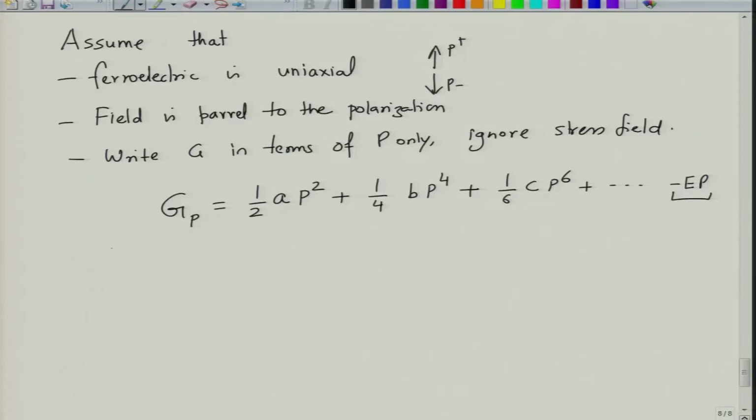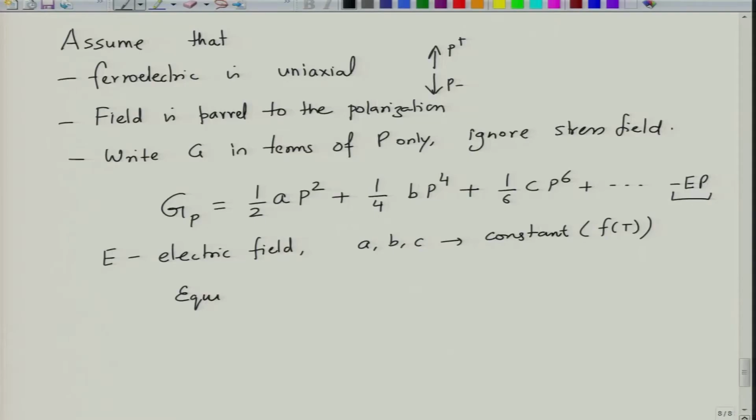So, here E, as we see, is the electric field, and A, B and C are constants which are functions of temperature; they are temperature dependent. Okay. So, this is a simplified equation. Of course, you can write a complicated equation, but you can see that we have written that equation just in terms of polarization, ignoring the stress field.